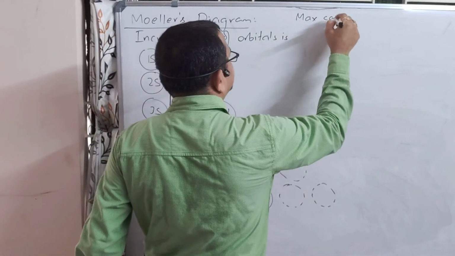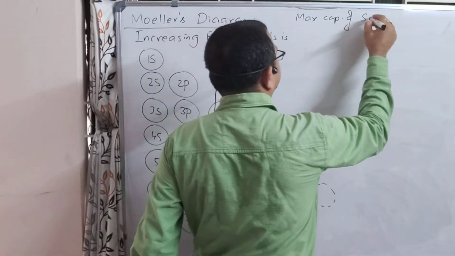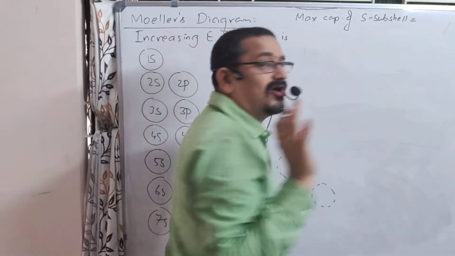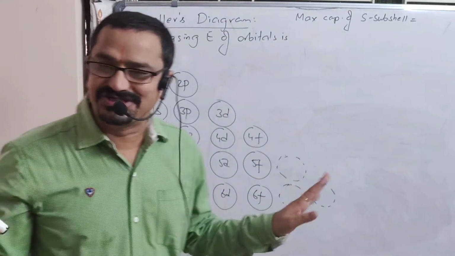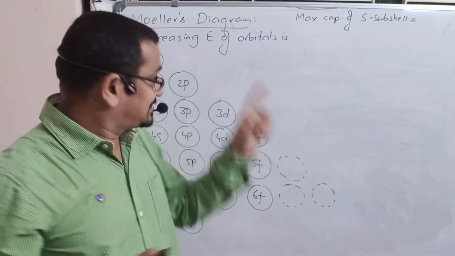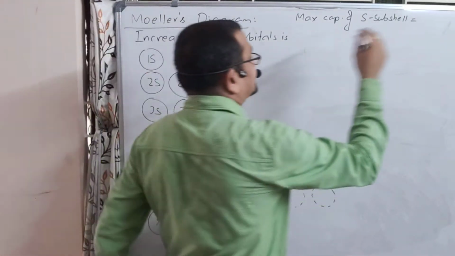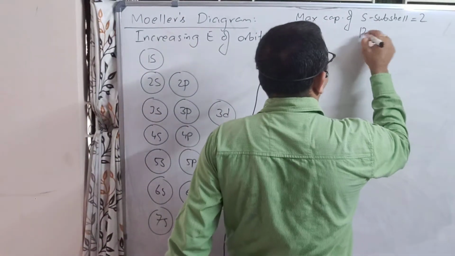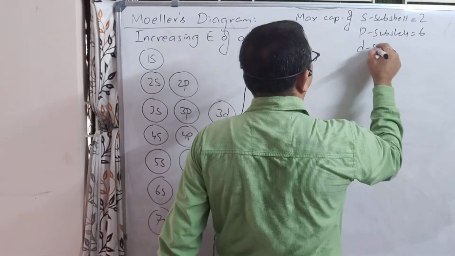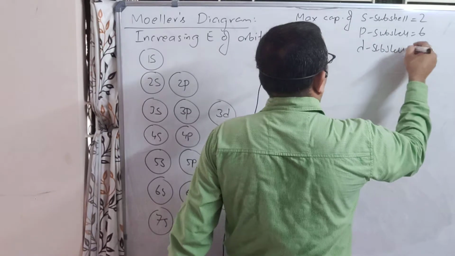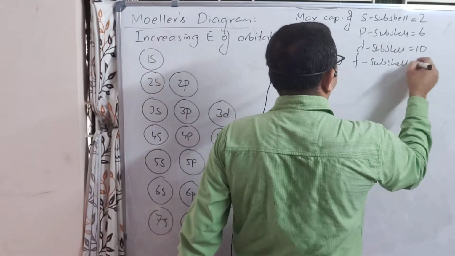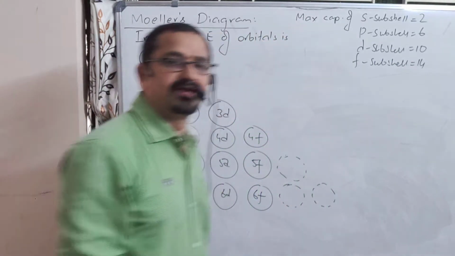Once again, the maximum capacity of subshells. These points are very important. Orbital means 2 electrons fixed, no change, whether S or P or D or F orbital. But for a subshell you have to remember these points. For S subshell, it is 2, P subshell, it is 6, D subshell, maximum are 10, and F subshell, maximum electrons that can be filled are 14.